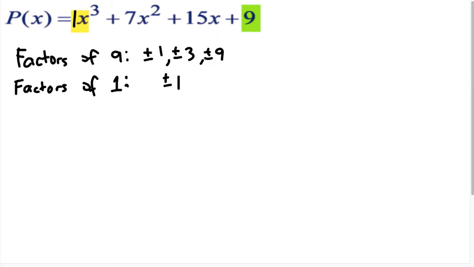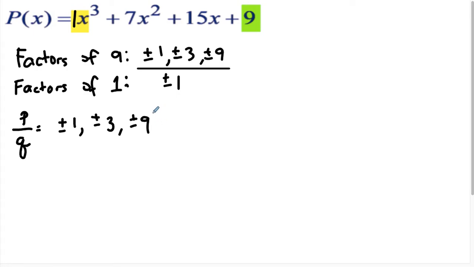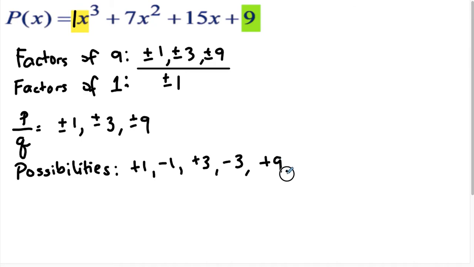Now I'm going to divide to find out what the possible roots are. I can only do that by division, so that's P divided by Q. I have possibly 1 divided by 1, which is positive or negative 1. 3 divided by 3, which is positive or negative 3. And then 9 divided by 1 is positive or negative 9. So we have about 6 possibilities: positive 1, negative 1, positive 3, negative 3, positive 9, and negative 9.